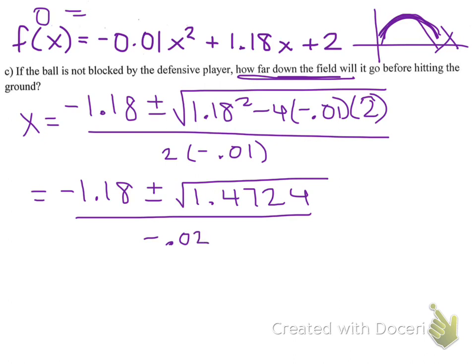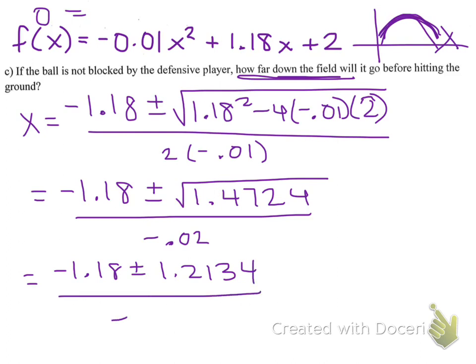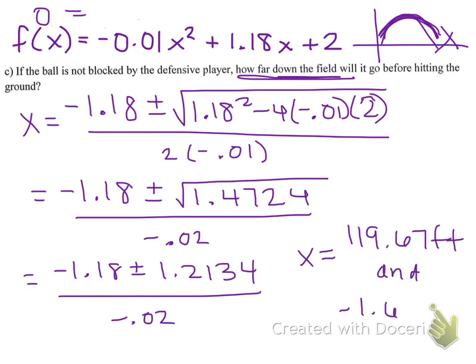Now we're going to actually take the square root of that decimal, and again, rounding to 4 decimal places. So that will be 1.2134, all over negative 0.02. Now from here, we do two things. I do negative 1.18 plus the 1.2134, and then I do negative 1.18 minus, and we divide both those values by negative 0.02. So the two answers I get are 119.67 feet, and I get the answer of negative 1.67 feet.